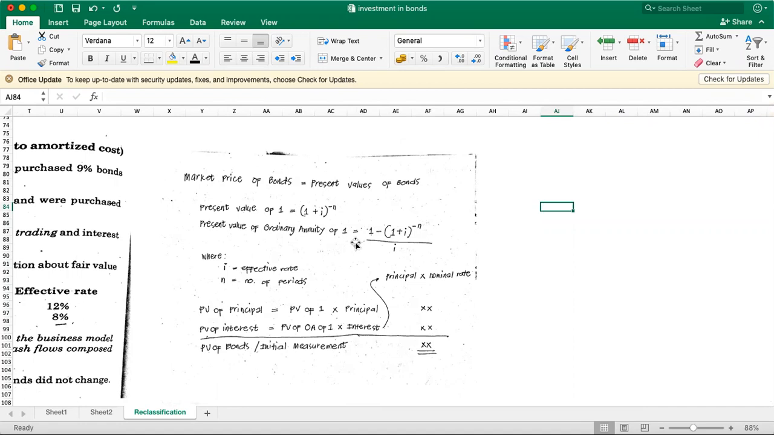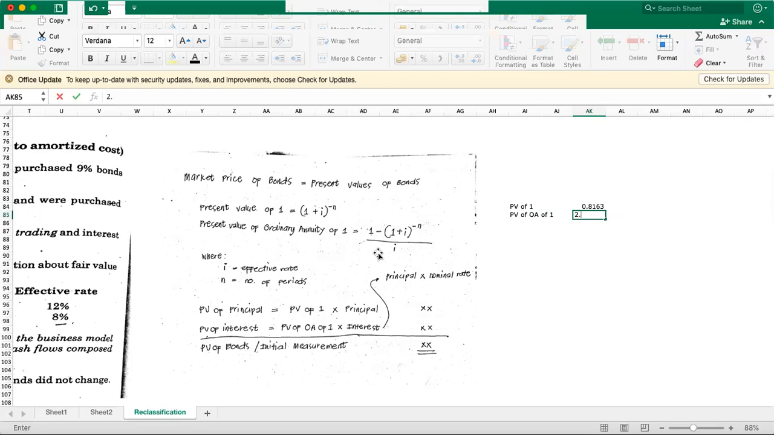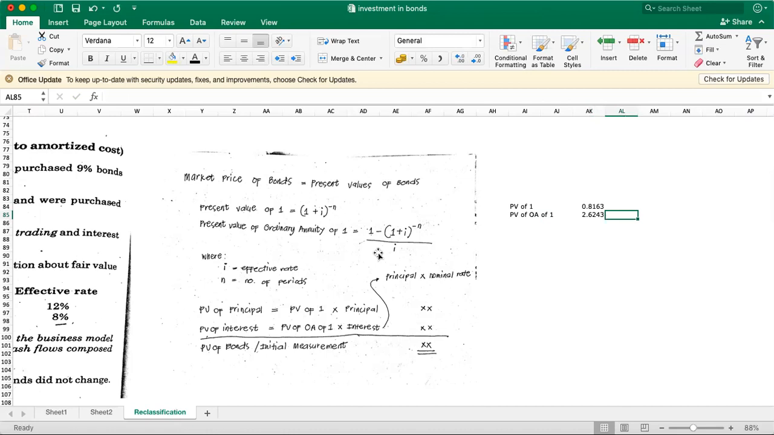Let's have a PV of 1. Let's round it to 4 decimal places. So that's 0.8163. Okay. How about the PV of ordinary annuity of 1? So let's just follow this formula. That's 1 minus 1 plus 7% raised to negative n, divided by 7%. This is 2.6243. Okay. Diba? So yung PV of 1 natin multiplied to the principal amount.